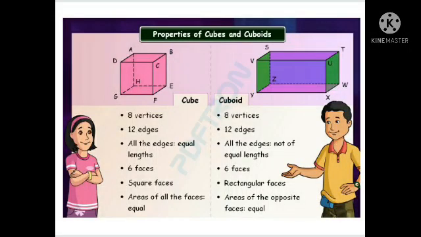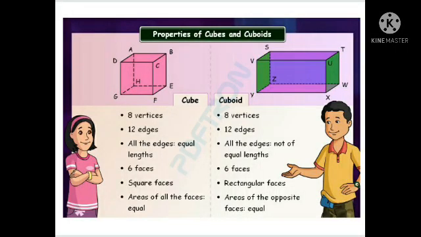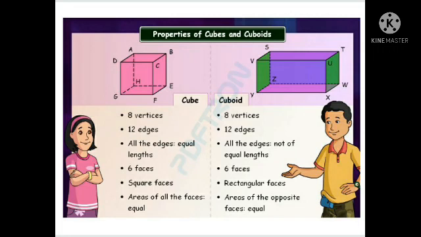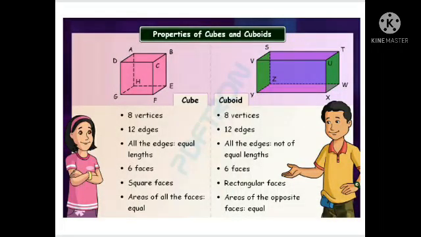But on the other hand, in the case of a cuboid, we will not get all the edges of equal length. Why? Because a cuboid is made up of rectangles, right? And we know that rectangles do not have all 4 sides equal. Rectangles only have their opposite sides equal. Their adjacent sides are not equal, and hence a cuboid will have different edges.